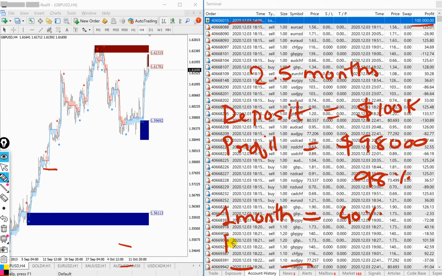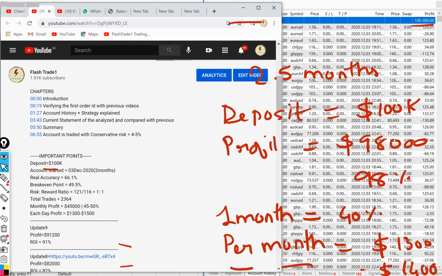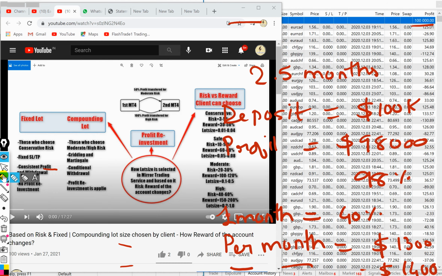And if we see the per month profit on this account, then it will be 1300 to 1400. So if anyone has an account of 100k, then with this strategy the client can earn a profit of 1300 to 1400 on this account. Let me say that this account is traded with conservative risk. You can see over here that in the conservative risk, the risk on the account is 3%.